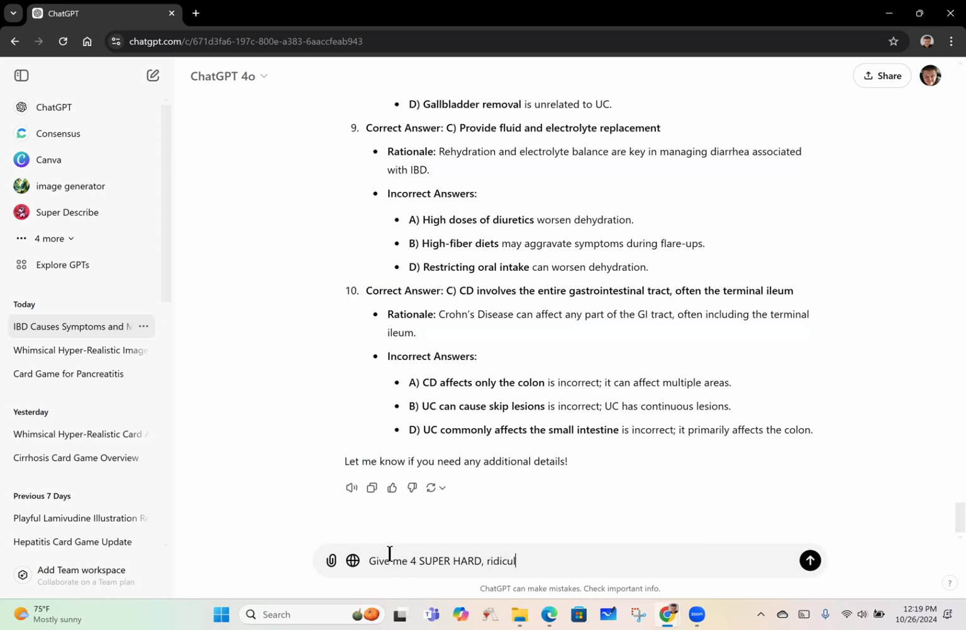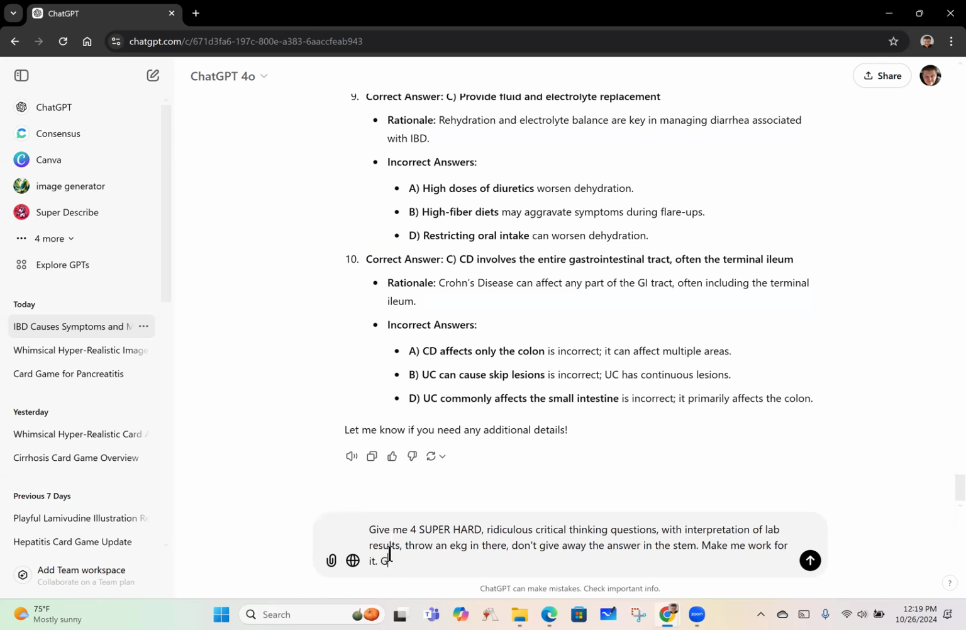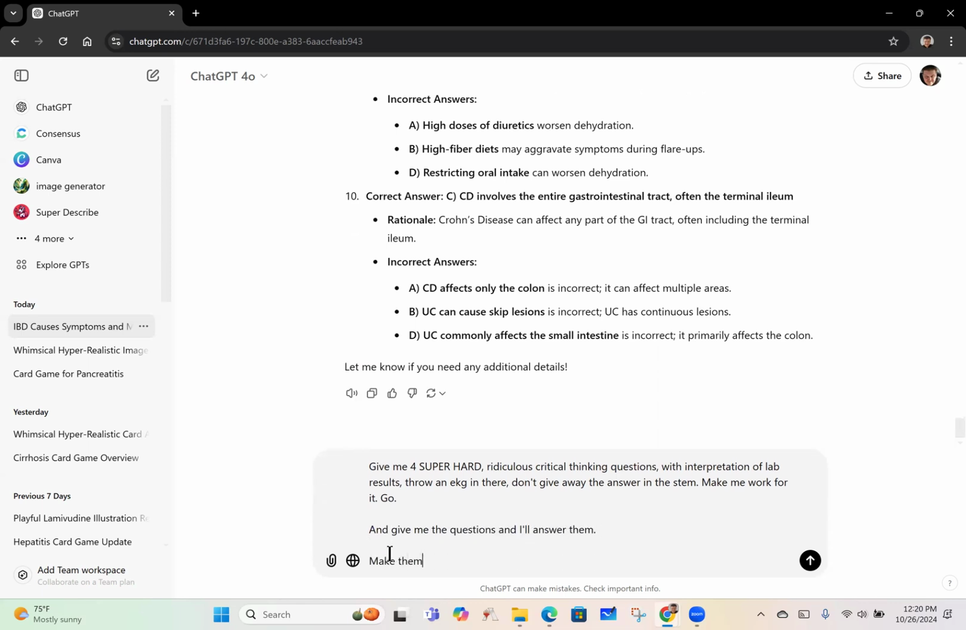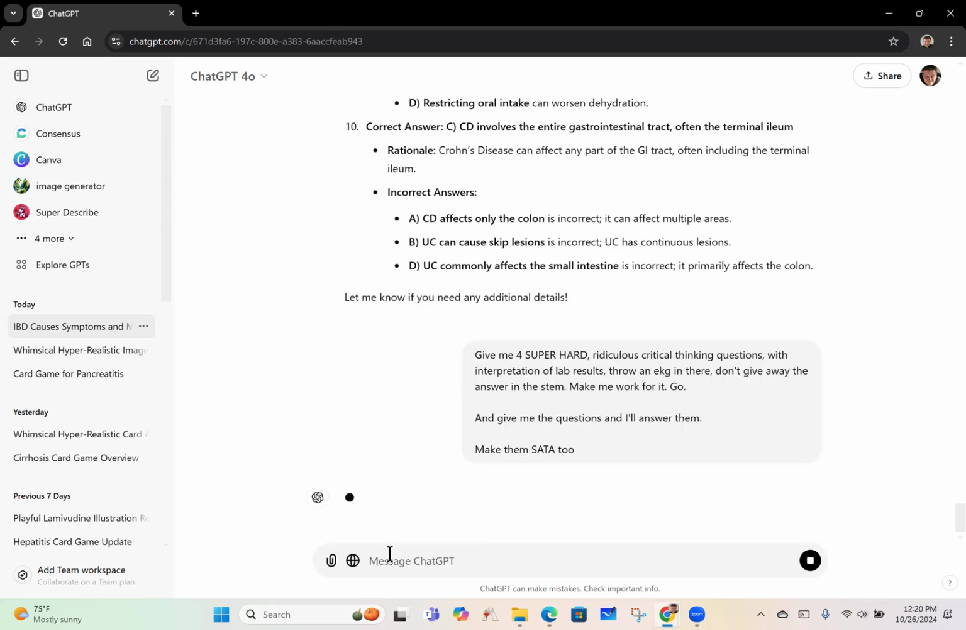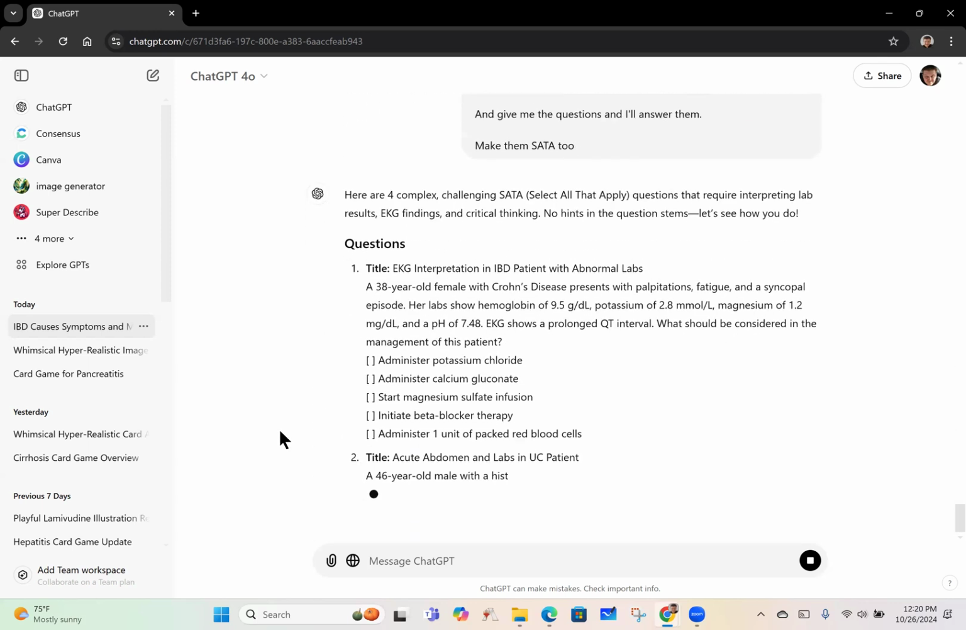Super hard, ridiculous, critical thinking questions with interpretation of lab results, throw an EKG in there. Yeah, don't give away the answer. And the stem, make me work for it. Go. Make them SATA too. It's so crazy how fast it is.